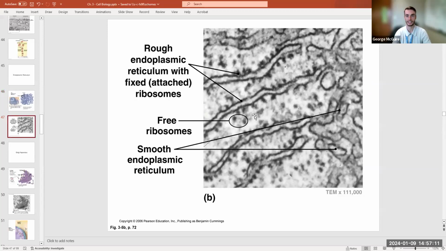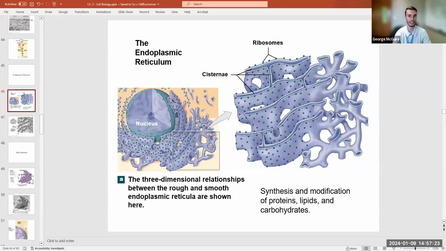And so we can see that here. So our rough ER with all these little bumpies from the ribosomes, and then the smooth ER, which is much smoother since we don't have ribosomes on the membrane. A major portion of the endoplasmic reticulum is directly attached to the nuclear envelope, so our membrane surrounding the nucleus here. And that makes it really efficient for that protein production.